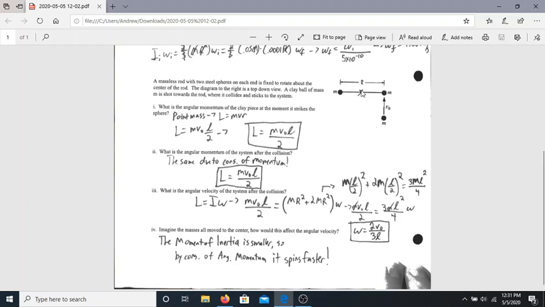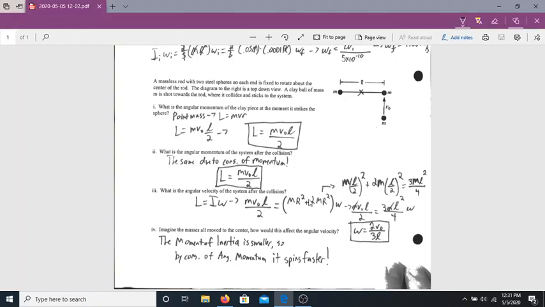All right? So that being said, ladies and gentlemen, I want you to pause the video, and I want you to solve for the angular velocity. Once you think you've got it, come back, and we'll wrap it up.